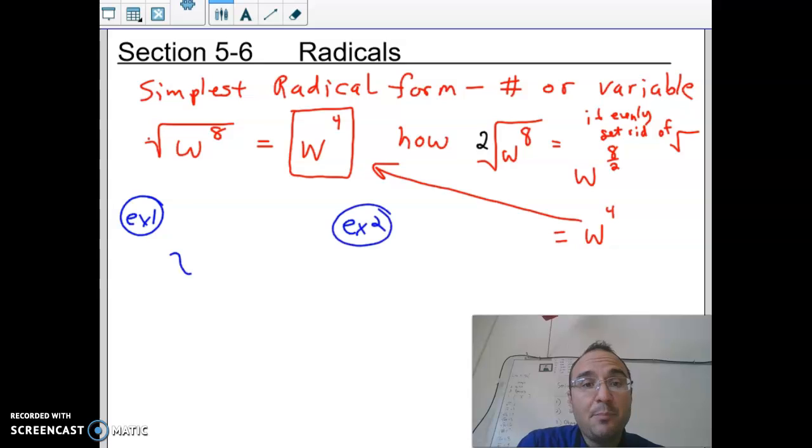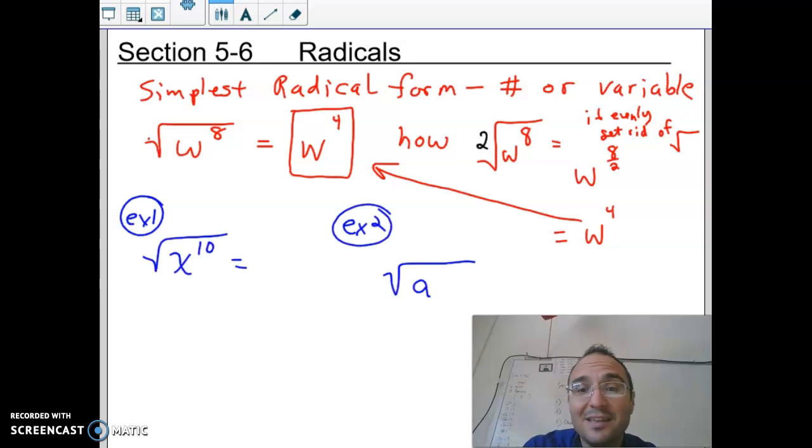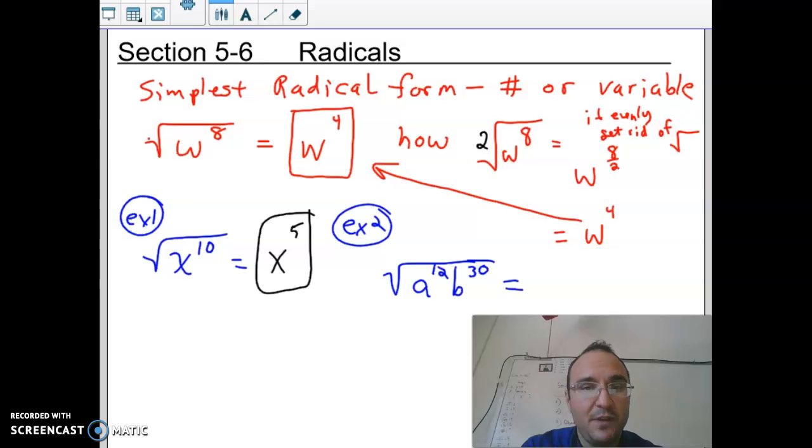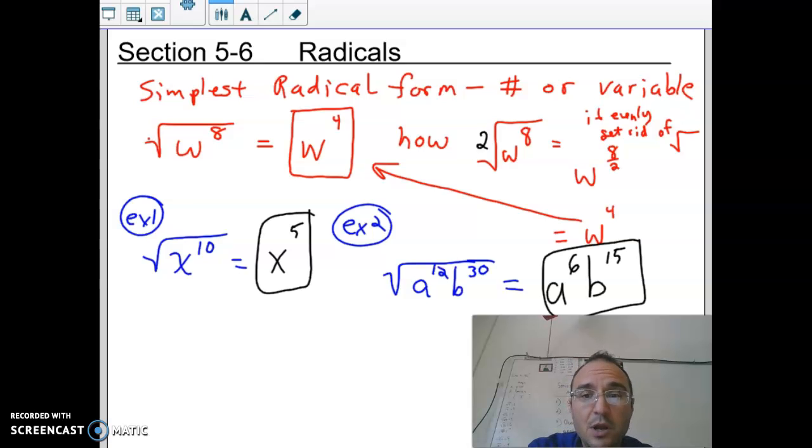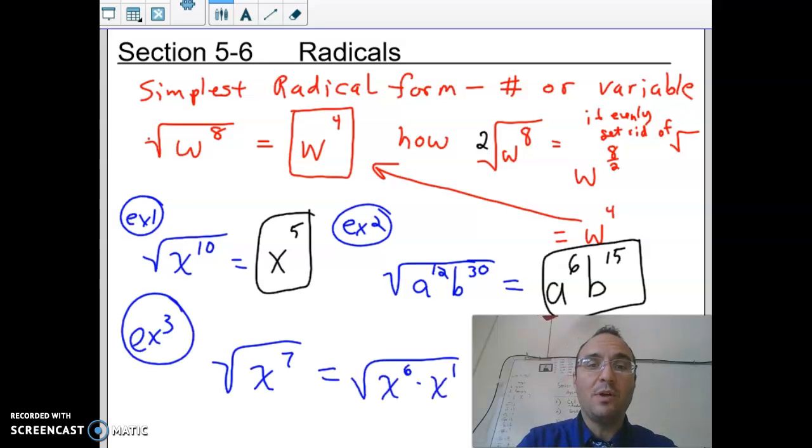So, example 1. Square root of x to the 10th. 10 divided by 2 is even, so we can just take out x to the 5th. Now we have a doubler, same rules. Square root of a to the 12th, b to the 30th becomes a to the 6th, b to the 15th. Let's see what happens when we get one that's not even.